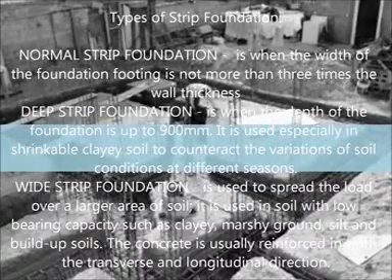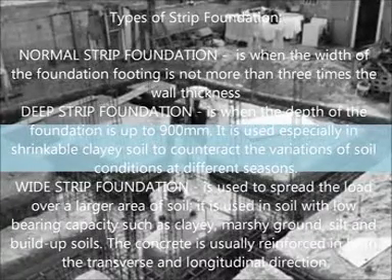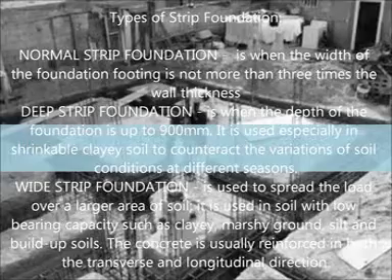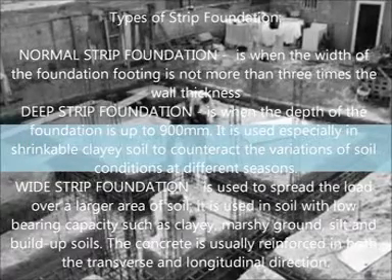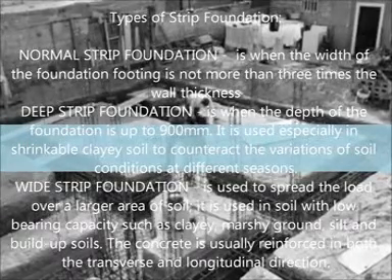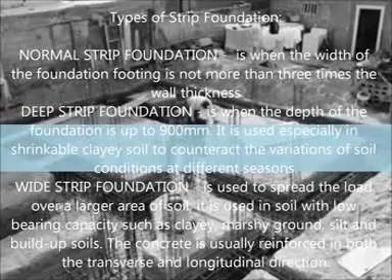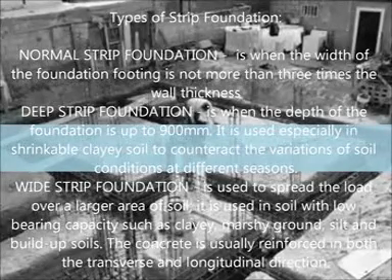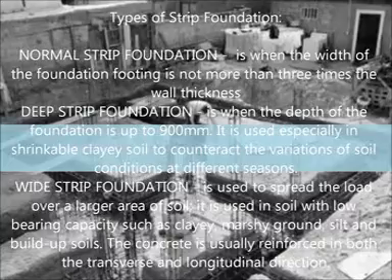Wide strip foundation is used to spread the load over a larger area of soil. It is used in soil with low bearing capacity such as clay, marshy ground, silt and built-up soils. The concrete is usually reinforced in both the transverse and longitudinal direction.